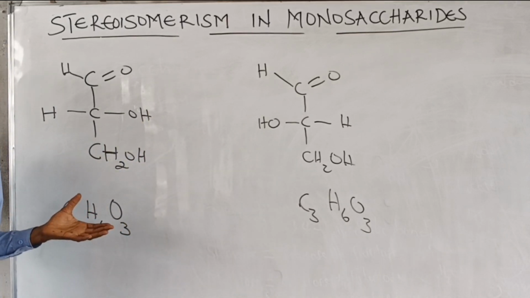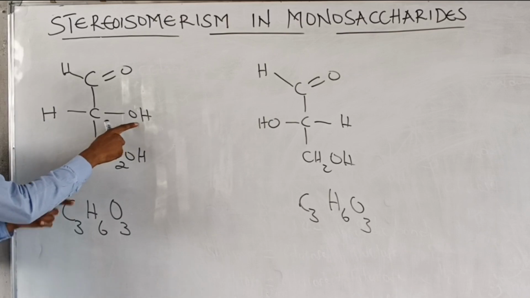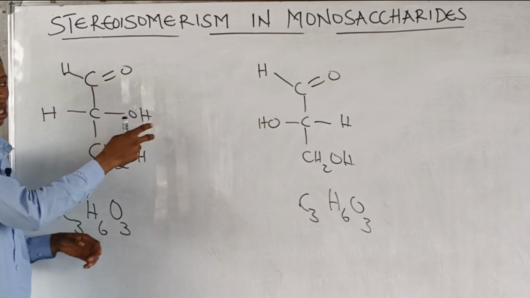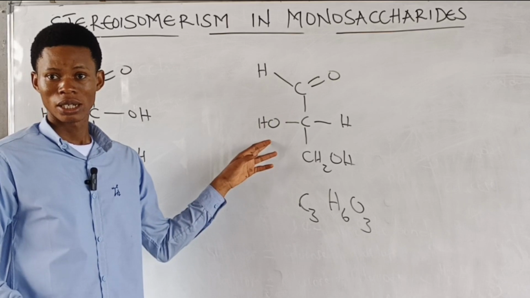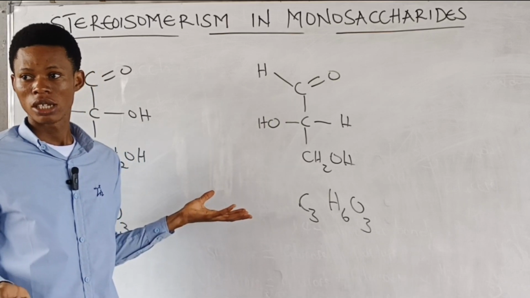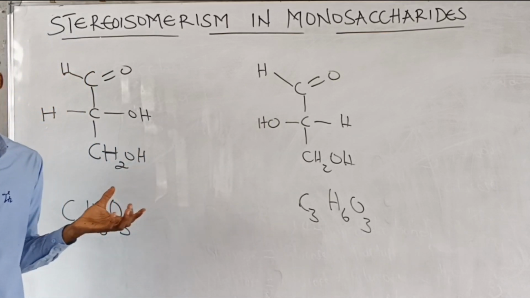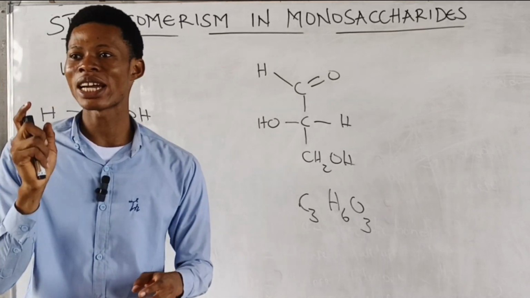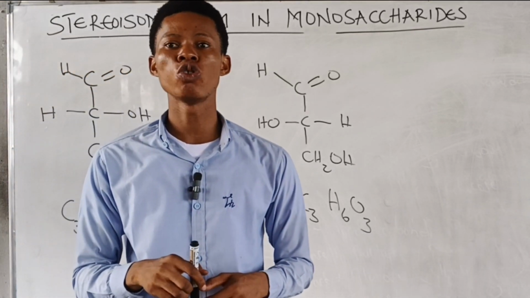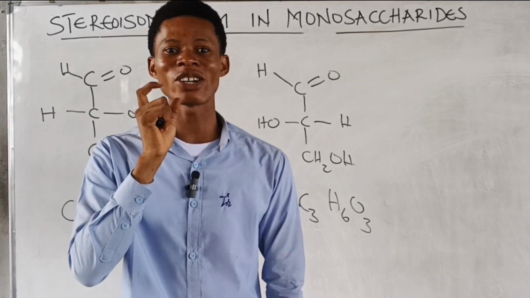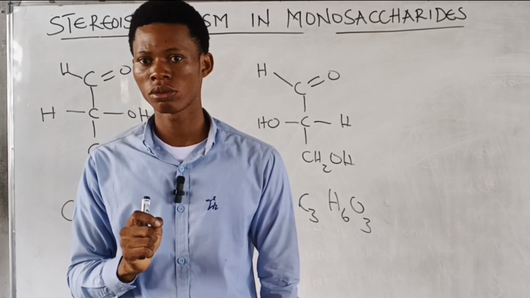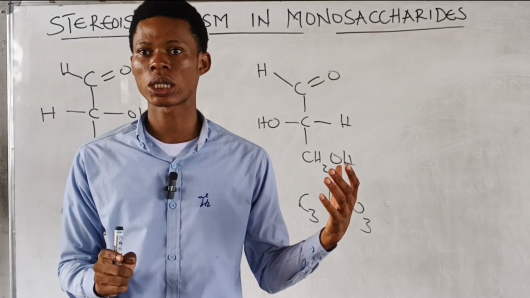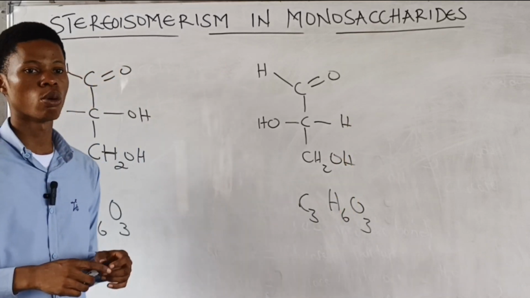But the orientation in space. Now if you check, the OH here on the second carbon, is it on the left or right? That's the only difference here. So these two molecules are stereoisomers. Now, to identify stereoisomers, we have to know the idea of chiral or asymmetric carbon, because that is what we use to designate stereoisomers. Chiral or asymmetric carbon.